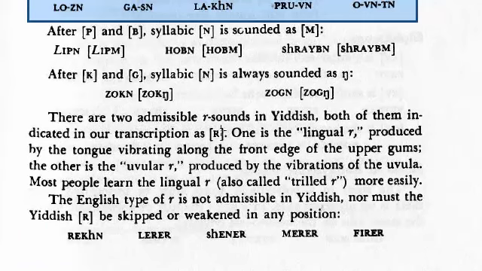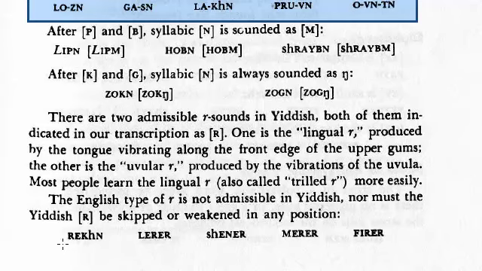The letter R is called Reish in Yiddish. So this letter is called Reish. There are 2 Reish sounds in Yiddish. One is more trilled, and the other one is more lingual. The second one has more of a Slavic sound to it.